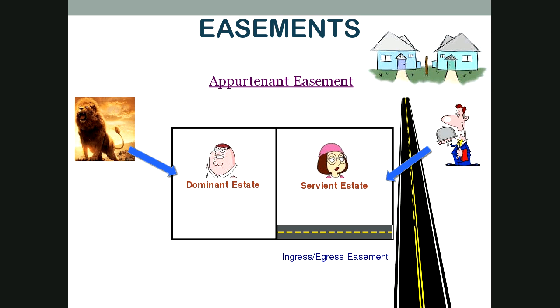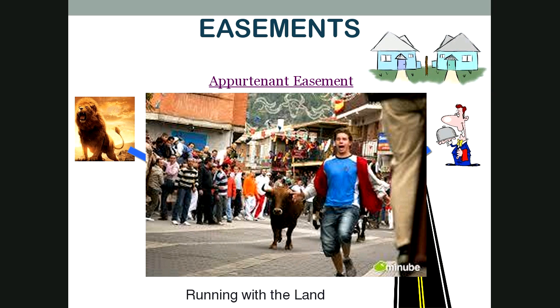Same thing can be said if Stewie kept the property and Meg sold to Peter, right? Stewie just keeps using the easement, and Peter has to let him. Peter can't do anything about it. He bought it subject to that easement. This is something called running with the land. When an easement carries on, and it always benefits the parcel, it's called running with the land. So whoever buys it later in time is still going to be subject to that easement because it runs with the land.